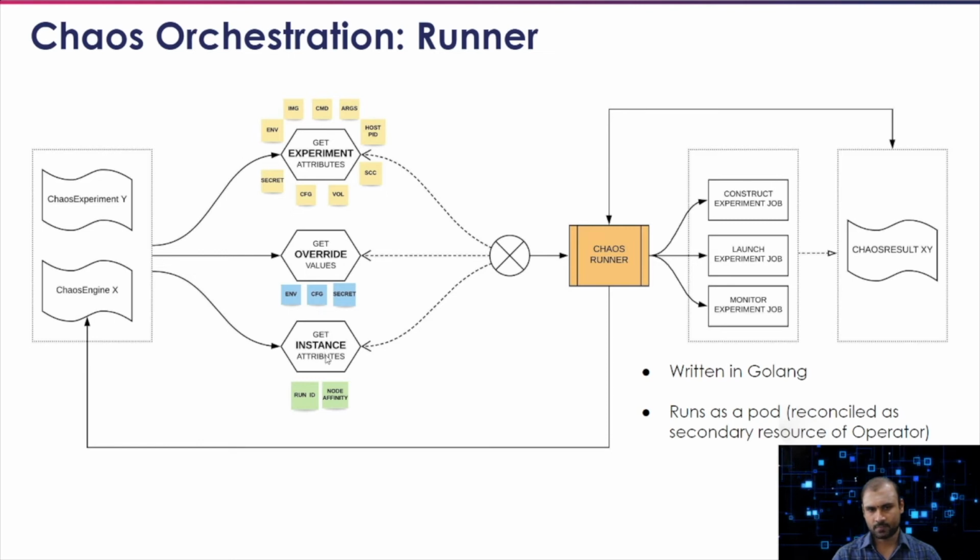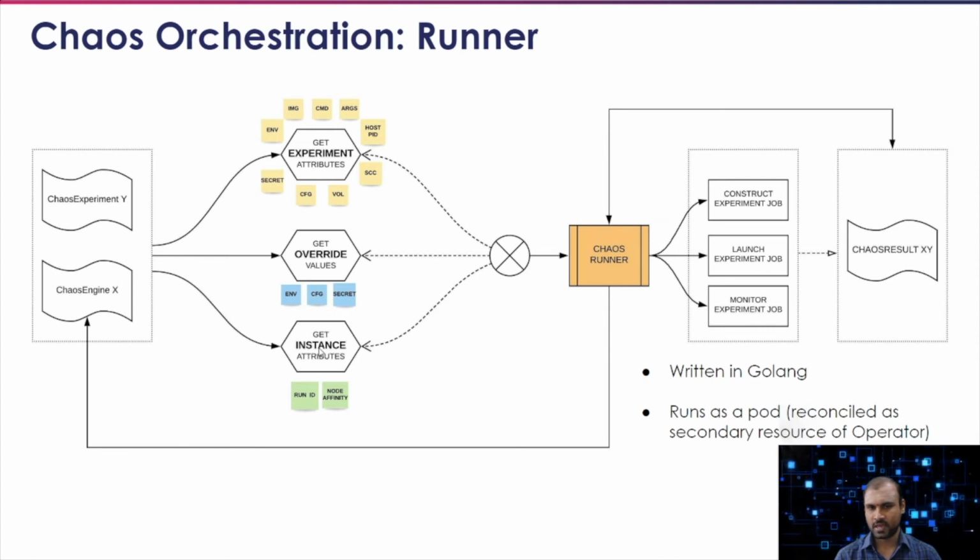And it also gets certain instance specific attributes. So in the engine, you can also specify some metadata that you want to associate with that particular instance of the chaos run. When we say instance, each time you create the engine, it's a new instance of chaos. And to categorize or to characterize that particular run of chaos, you might want to push some metadata. You can push a run ID that will be attached or suffixed to all the chaos resources created as part of this chaos. The experiment jobs, the chaos results CR are all going to be appended with a run ID.